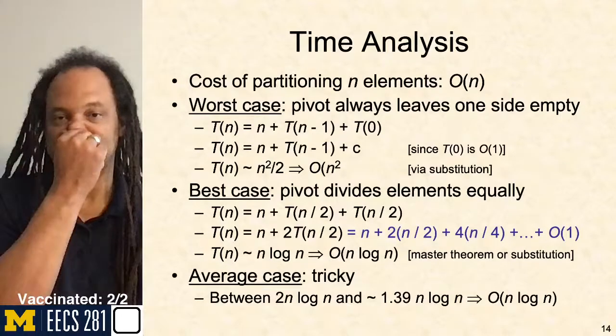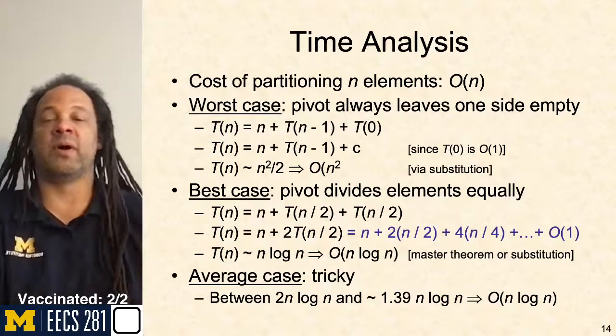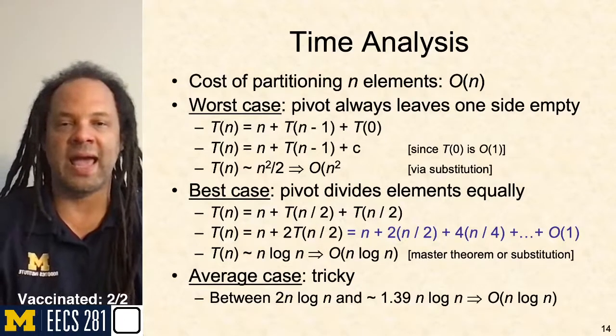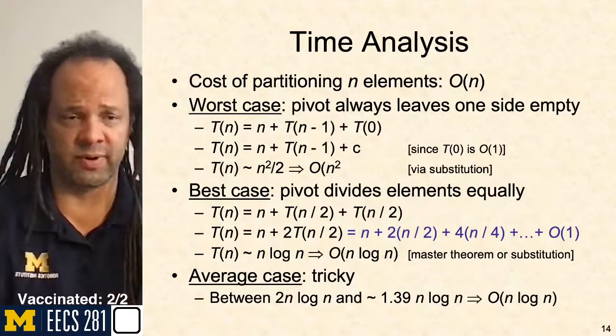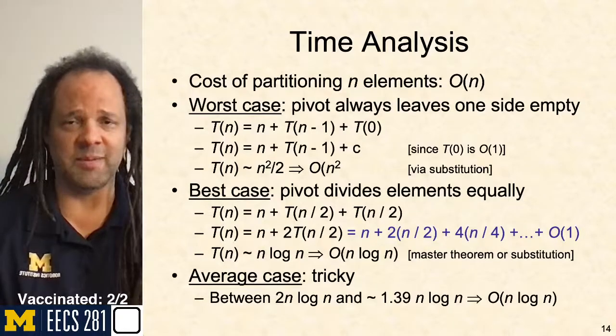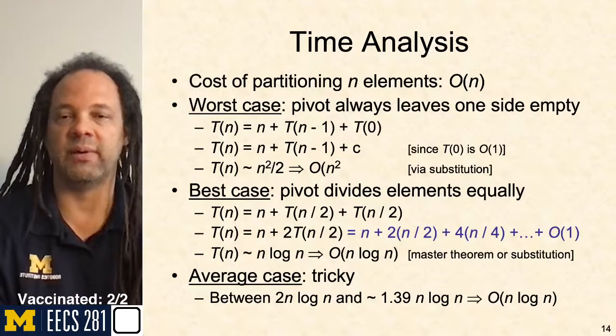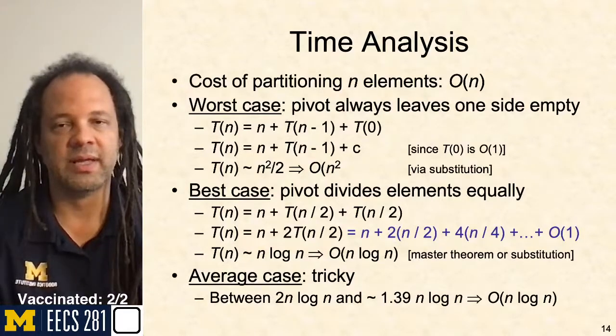We can get this one by substitution. We can't use the master theorem on it because we're not dividing there. We can get this by substitution, however, and this is going to be big O of n squared. You can do that with substitution. N squared gets us there.